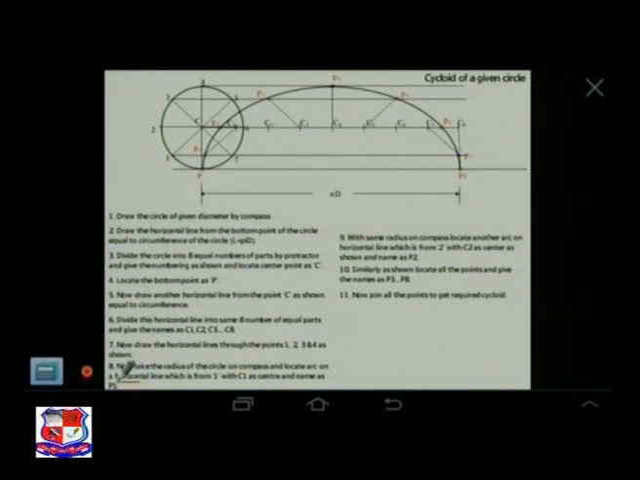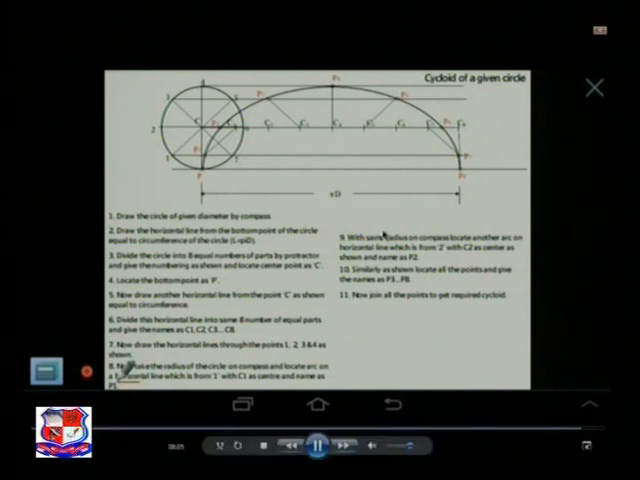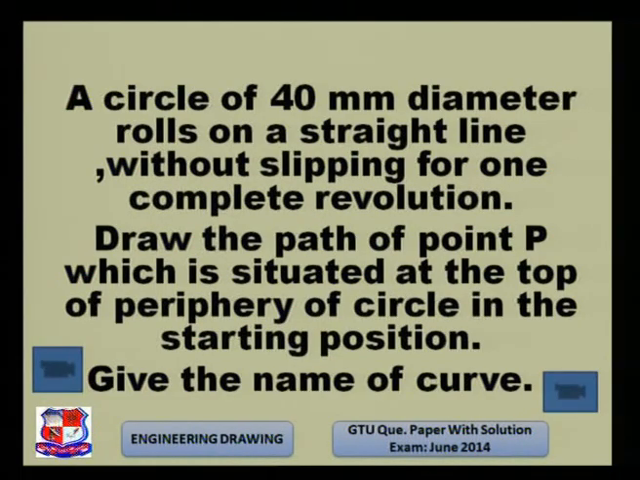So I hope it is helpful for you guys. If you have any doubts, feel free to ask. Now we'll see how we can draw a cycloid using our given dimensions.